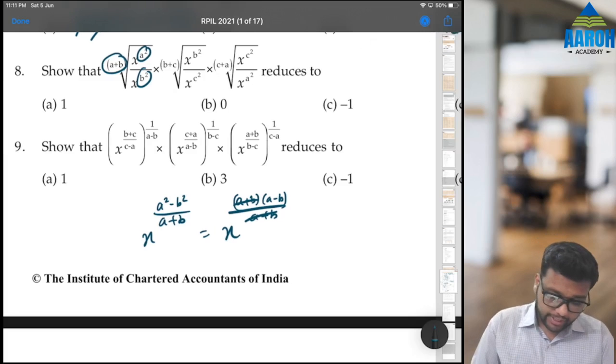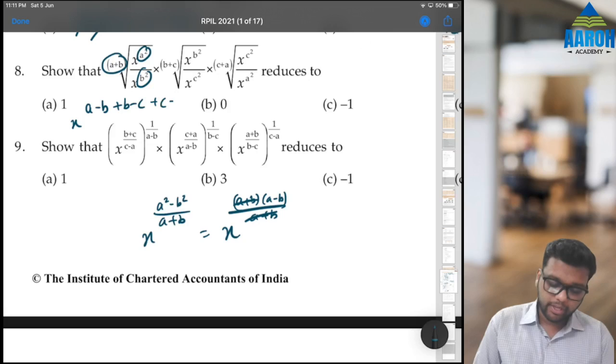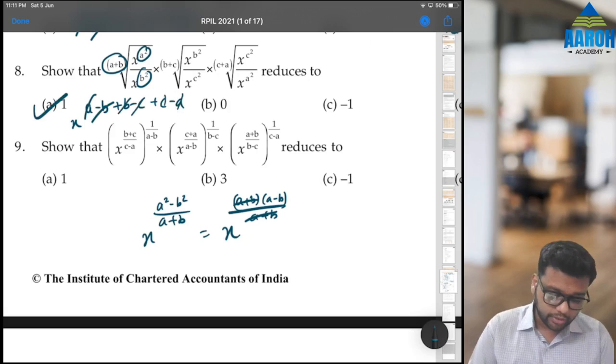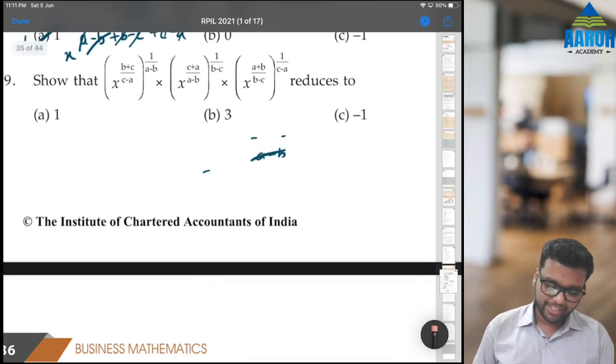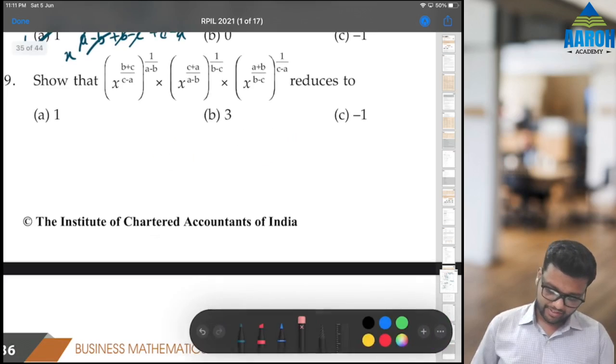That means the first term is x raised to a minus b, the second term is going to be b minus c, the third term is going to be c minus a. So again everything is getting cancelled. x raised to 0, anything raised to 0 is 1. Ninth. This reduces to, now we can put in values that can help because this is complicated.